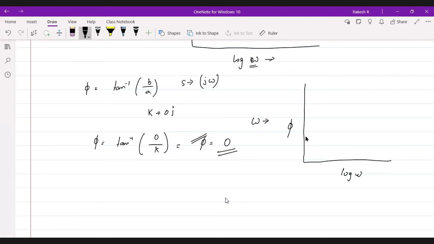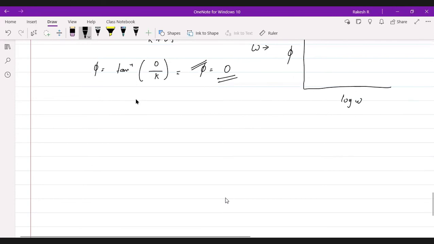Okay. Next, if I want to draw a magnitude plot, I'll be writing again. I'll write a magnitude plot here.